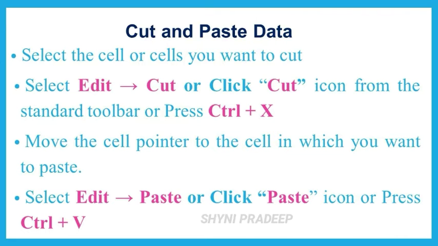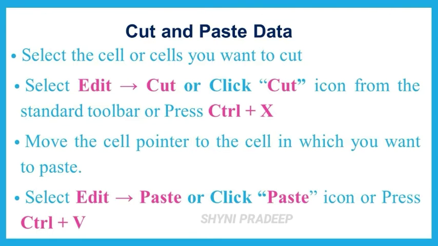If you want to move particular data from one location to another location, first you have to select the cell or cells that you want to cut. After that, you can use three ways to cut the data. First way is to click on the Edit menu and select the Cut option. Otherwise, you can click the Cut icon from the standard toolbar. Otherwise, you can use the keyboard shortcut Ctrl+X. You can select any of these three options to cut a particular text.